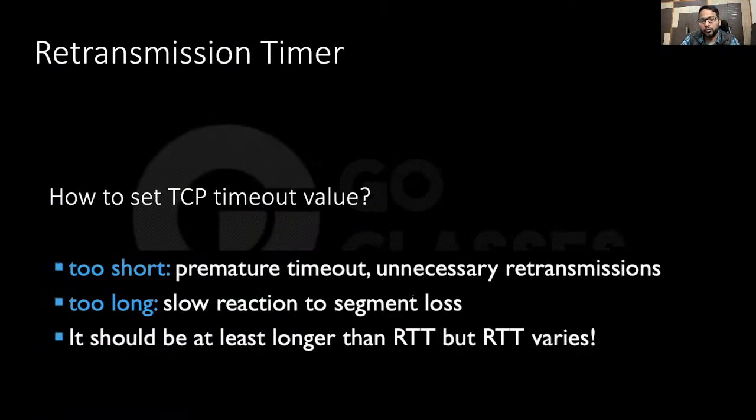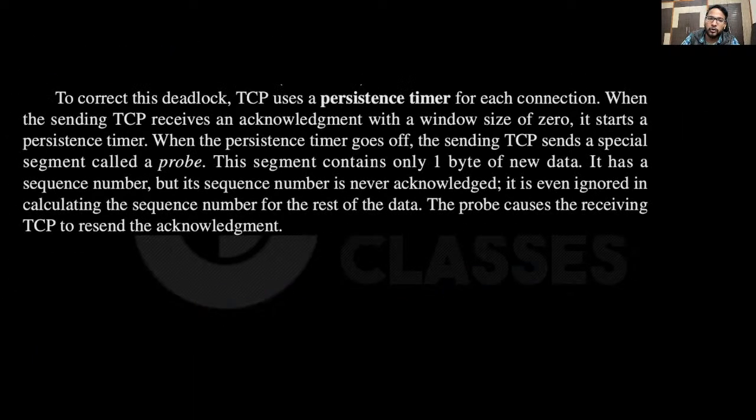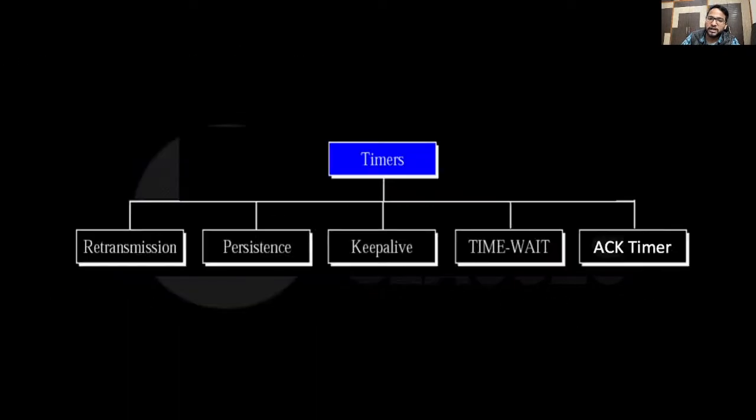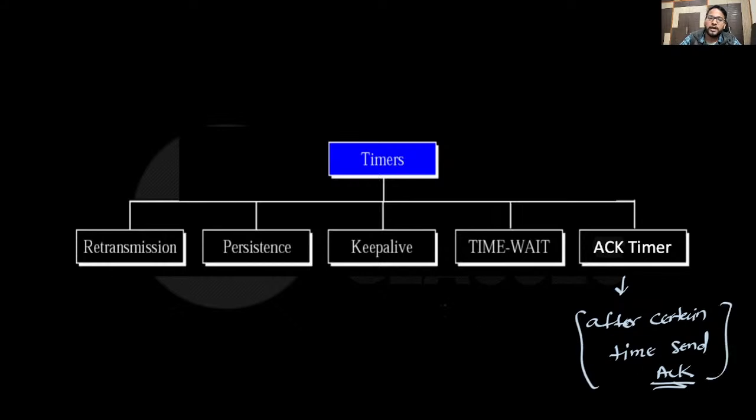Now, as I told you, we are going to come back to the retransmission timer once again, because we need to know how to calculate this retransmission timer, right? There are a couple of timers, and the last one is the ACK timer. It is used if you are using the cumulative ACK, which is actually used in almost all implementations. It says that after a certain time, send the ACK, and that is the ACK timer. Now let's talk about this retransmission timer once again. Let me know if there is any doubt till this point.